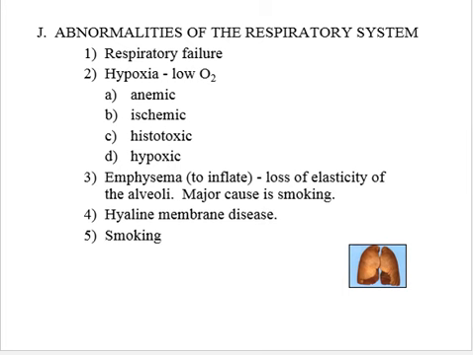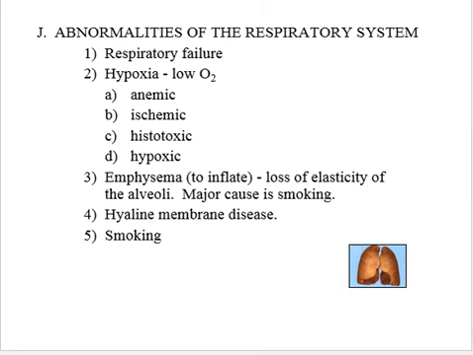Some other respiratory abnormalities, hypoxia. We know that means low amounts of oxygen. And we can actually break hypoxia down into a number of different types. Anemic hypoxia, that one's easy to figure out. You don't have enough red blood cells or enough hemoglobin. Ischemic hypoxia is occurring because you don't have enough blood flow to a particular area.